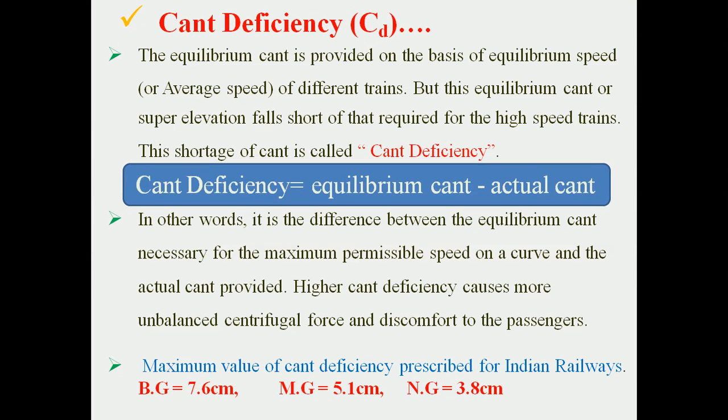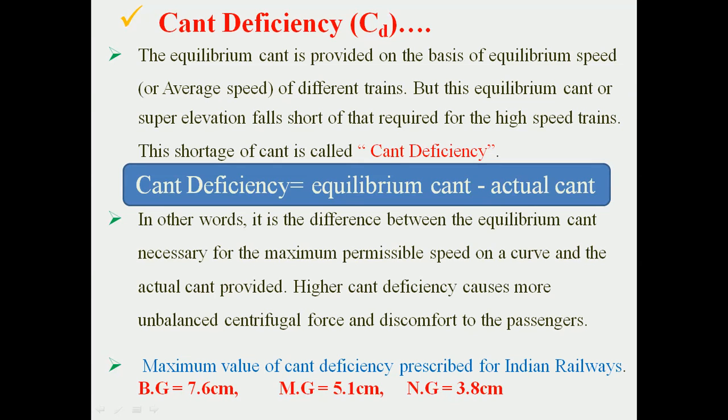Then we shall see cant deficiency. What is the meaning of cant deficiency? In simple words, cant deficiency is the difference between equilibrium cant and actual cant. Equilibrium cant is whatever super elevation you design according to the nature of the curve, and actual cant means whatever you actually provide. In the practical case, equilibrium cant is provided on the basis of equilibrium speed or average speed of different trains, but this equilibrium cant or super elevation falls short of that required for high speed trains. This shortage is called cant deficiency.